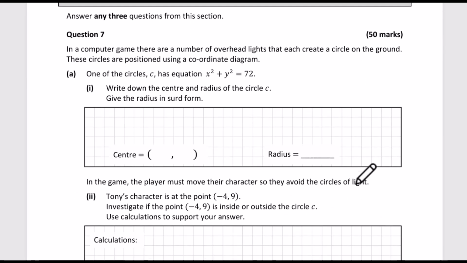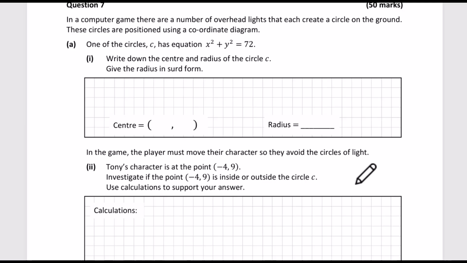Okay, the first of the long questions then. In a computer game, there are a number of overhead lights that each create a circle on the ground. These circles are positioned using a coordinate diagram. One of the circles C has equation x squared plus y squared is equal to 72. Write down the center and the radius of this circle C. Give the radius in surd form.